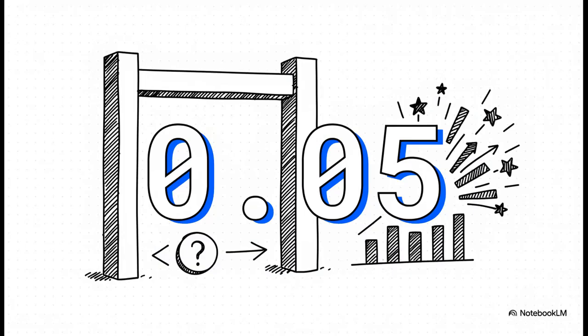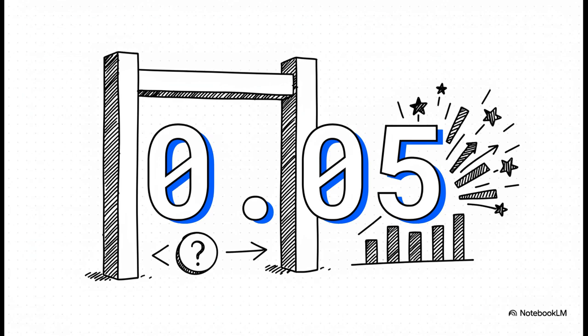And that threshold, that significance level, it's almost always 0.05, or 5%. Think of it as the bar we have to clear. If our calculated p-value is less than 0.05, it means our result is so rare it's highly unlikely to be just random chance.